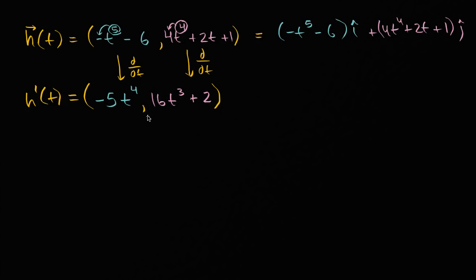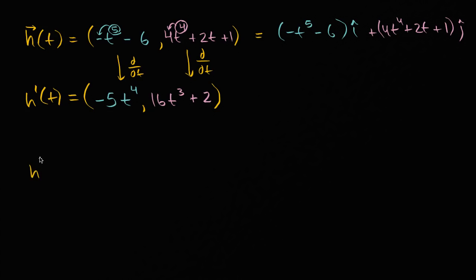Vectors can represent many different things, but for a two-dimensional vector like this, you could imagine h of t being a position vector in 2 dimensions. And then if you're looking at the rate of change of position with respect to time, this would be the velocity vector. And then if we were to take the derivative of this with respect to time, we're going to get the acceleration vector.